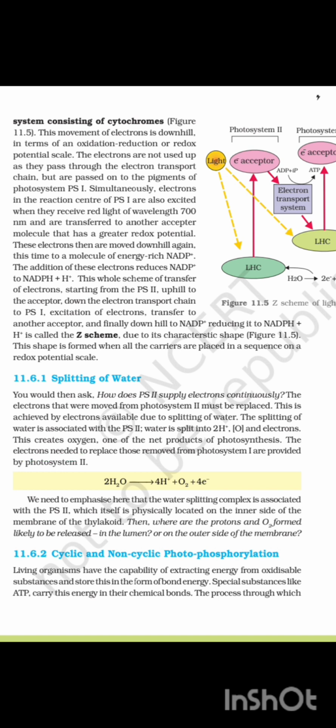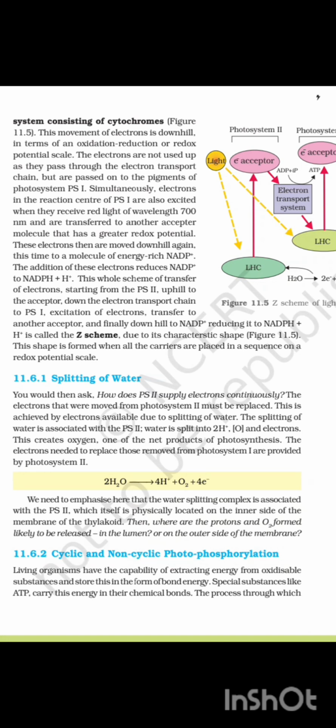The electrons needed to replace those removed from photosystem I are provided by photosystem II. We need to emphasize here that the water splitting complex is associated with PS II, which itself is physically located on the inner side of the membrane of the thylakoid. Then where are the protons and O2 formed likely to be released, in the lumen or on the outer side of the membrane?